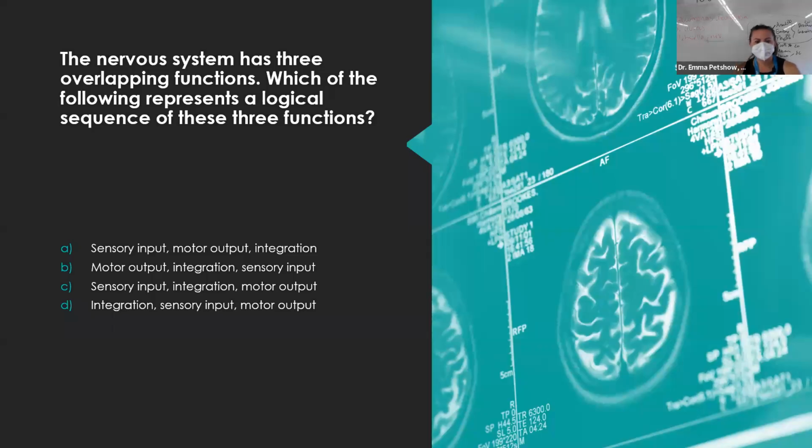So, a little quick memory check. The nervous system has three overlapping functions. Which of the following represents a logical sequence of those three functions? Is it sensory input, then motor output, then integration? Is it motor output, integration, sensory input? Is it sensory input, integration, motor output? Or is it integration, sensory input, motor output? So which one is it?